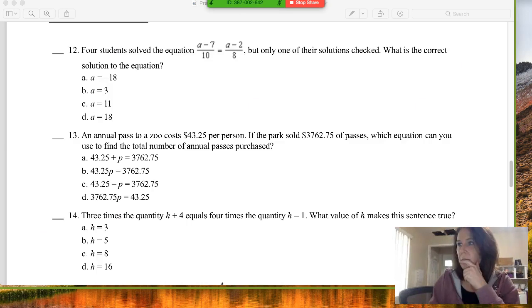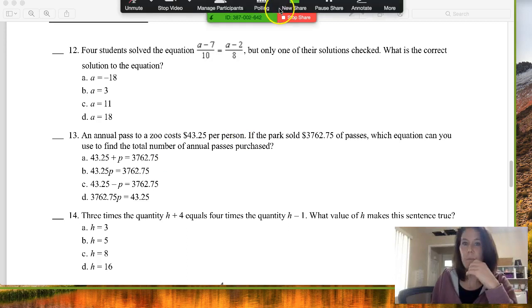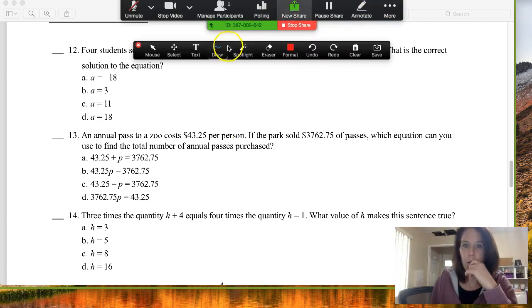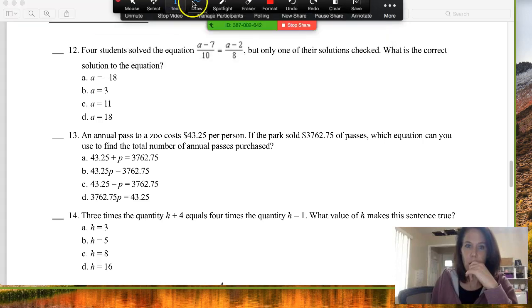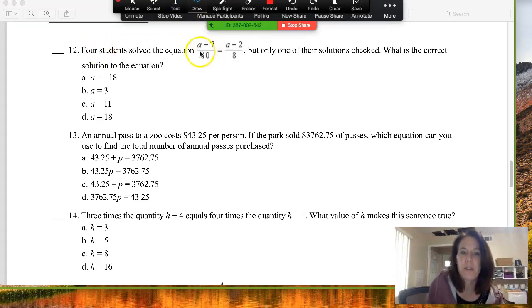It is B. All right, 4 students solve this equation. Okay, let's see. Number 12. 4 students solve this equation, but only one of their solutions checked, which is the correct. So here's what you have to do. You take negative 18, you plug it in for A here and here, and see if these are equal. Take 3, plug it in here and here, see if they're equal, and so on. Take 11, plug it in here and here, and see if they're equal. Take 18, plug it in.